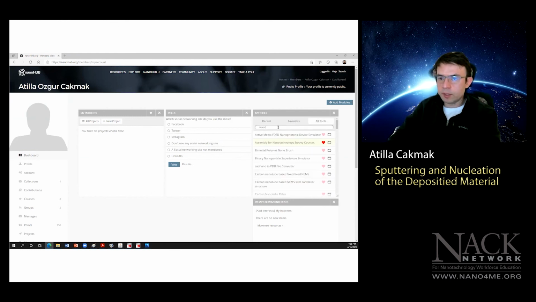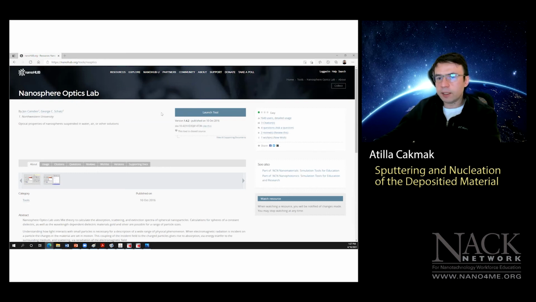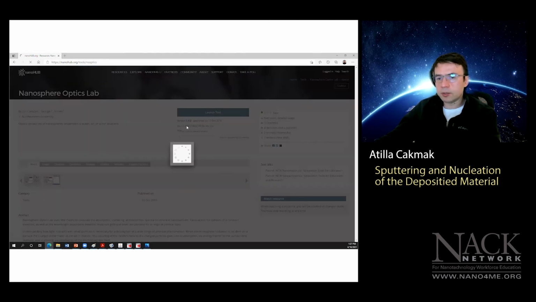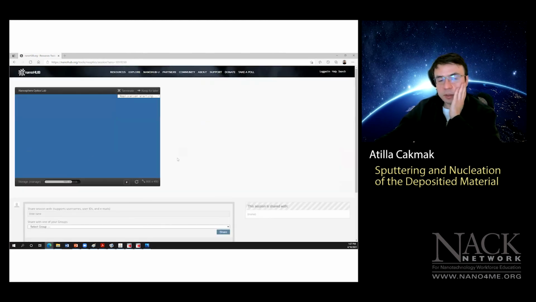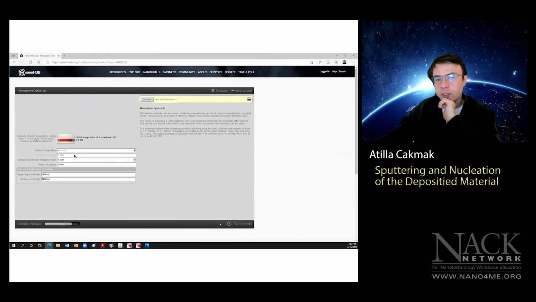the Nanosphere Labs. So there's this website. Please go to NanoHub. They have splendid simulation tools there. Nanosphere Optics Lab. So I'm just clicking on it after getting an account and clicking on launch tool. This is all free after getting an account. So you can use that with your students too. So this is just simulating a gold colloidal solution, but you can do silver as well.